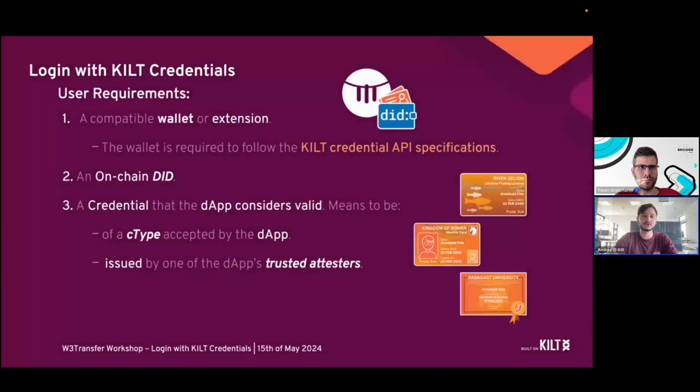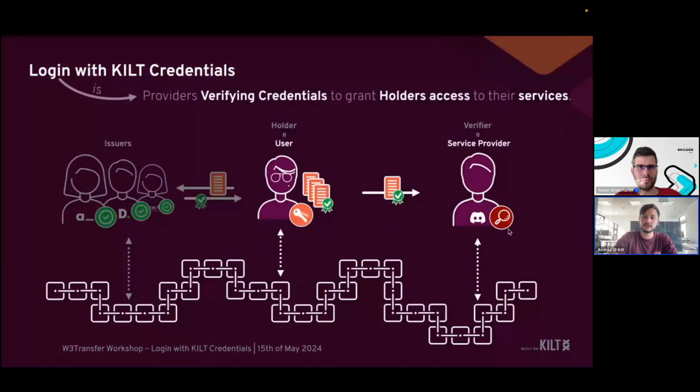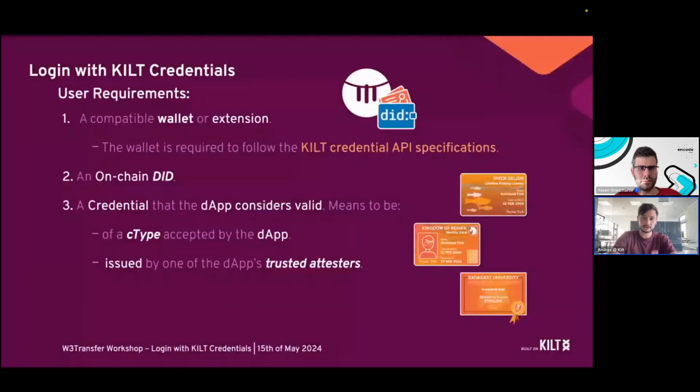Okay, so what are the benefits of this? Oh, no, sorry. Let's first go to the user requirements. What the users need to do before logging in. Basically, they need to have a wallet or an extension that follows the KILT Credential API specifications. There's a link here on the orange words. This PDF will be published afterwards. You can click on the links or just go through our GitHub.